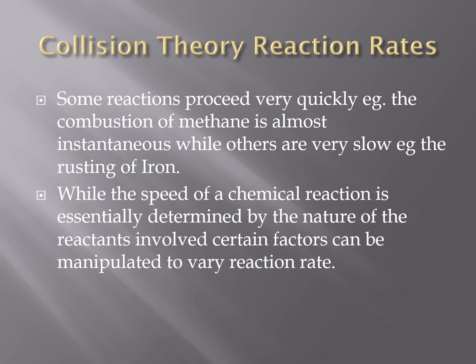So some reactions proceed really, really quickly. Usually combustion reactions, such as methane burning, are very, very rapid. Whereas rusting of iron, which is an example I gave last lesson, tends to be quite a bit slower. So the speed that this reaction actually happens is determined by the reactants that we actually start with. Okay? And there are other factors about how those reactants are put together to make the reaction occur.